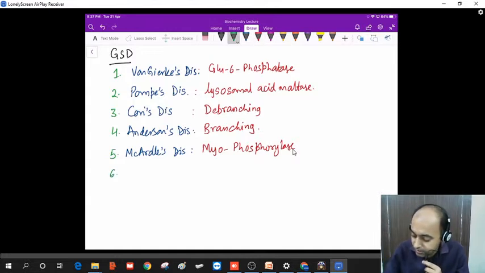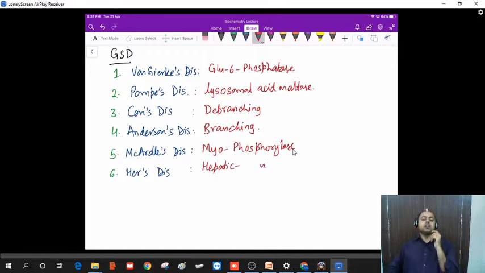Similarly, in 6, the name of the disease is Her's disease. And here also the name of the defective enzyme starts with H. It is the hepatic phosphorylase. H for H, M for M. A followed by B, C followed by D.